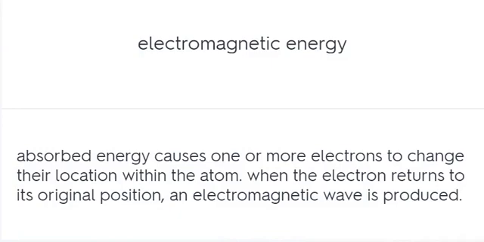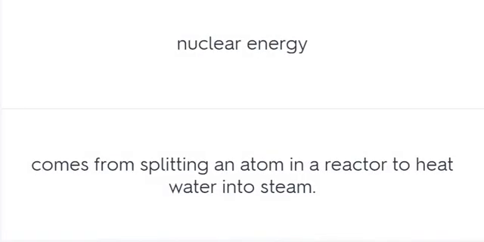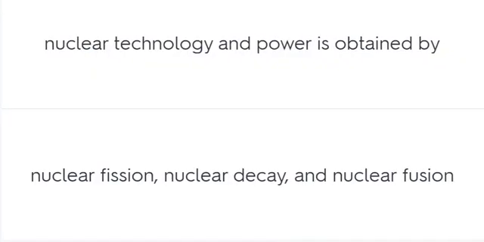Electromagnetic energy. Absorbed energy causes one or more electrons to change their location within the atom. When the electron returns to its original position, an electromagnetic wave is produced. Nuclear energy comes from splitting an atom in a reactor to heat water into steam. Nuclear technology and power is obtained by nuclear fission, nuclear decay, and nuclear fusion.